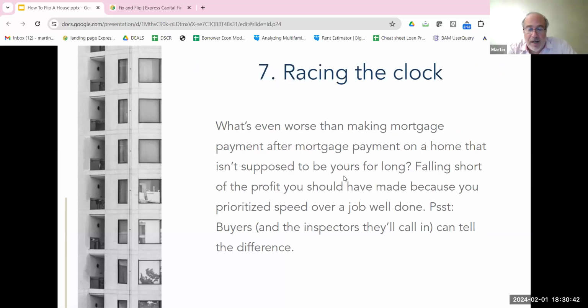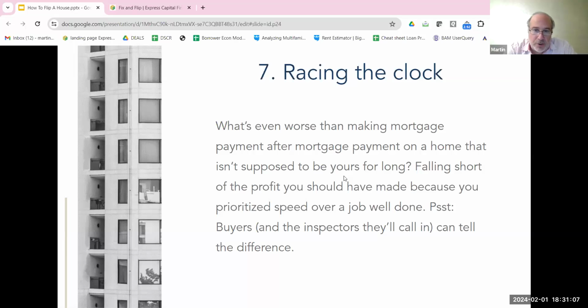Racing to the clock. This is a very important aspect: you don't ever want to rush your job, because falling short of the profit you should have made because you prioritized speed over a job well done is not a good idea. Just want to give some insight on this for more clarity. Whatever the rehab costs you, sometimes you've got a day job, you've got to run back to work. You don't want to spend 3 hours with the contractor.